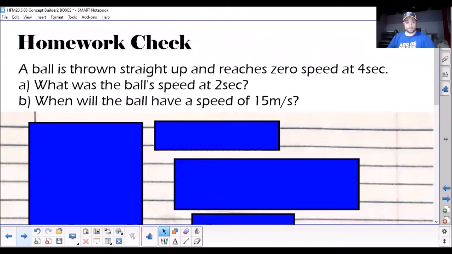All right, homework check. A ball is thrown straight up and it reaches zero speed at 4 seconds. So I want two things. What is the ball's speed at 2 seconds? And when will the ball have a speed of 15 meters per second? Go ahead and try it and then check and see how you did compared with my answer.